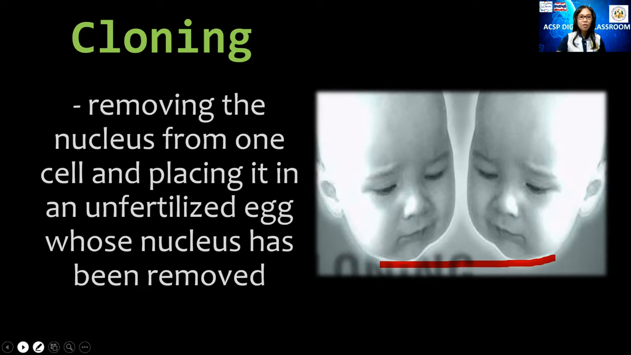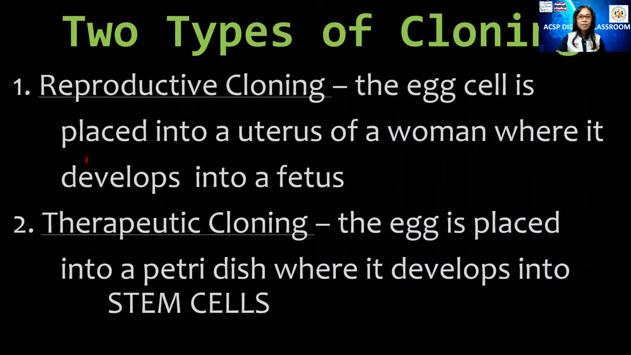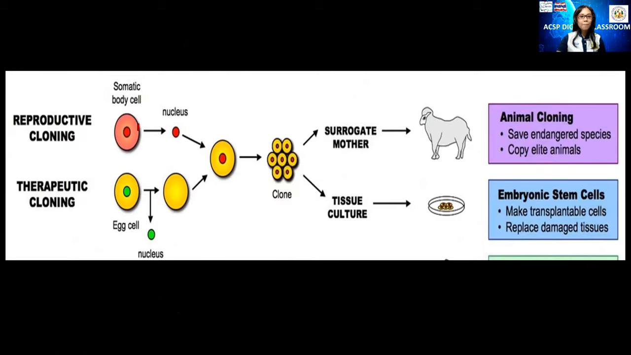All right, there are two types of cloning. Number one, reproductive cloning. The egg cell is placed into the uterus of a woman where it develops into a fetus. Number two, therapeutic cloning. The egg is placed into a petri dish where it develops into stem cells. So two types of cloning, reproductive cloning and therapeutic cloning. As you can see, in reproductive cloning, this is the cell, remove the nucleus, no nucleus, get the nucleus from one cell and then put it in the cell without nucleus. Same process in therapeutic cloning.